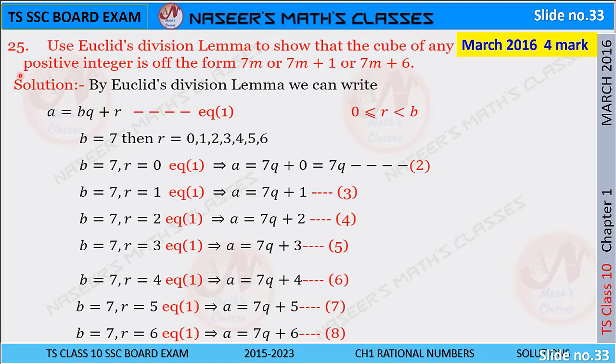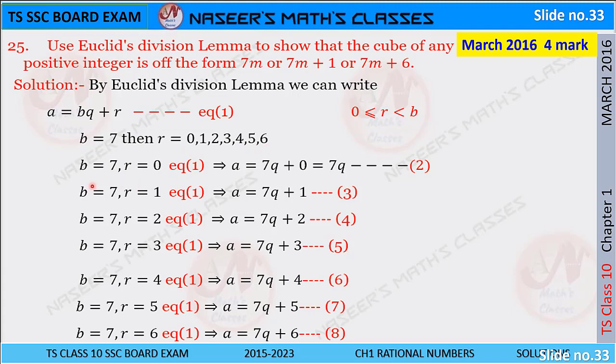25th problem. Use Euclid's division lemma to show that the cube of any positive integer is in the form of 7m or 7m plus 1 or 7m plus 6. March 2016 for 4 marks. By Euclid's division lemma we can write a is equal to bq plus r and condition is 0 less than or equal to r less than b. Let this one as equation 1. From this one we can write b value as 7. Then we get r is equal to 0 to 6.